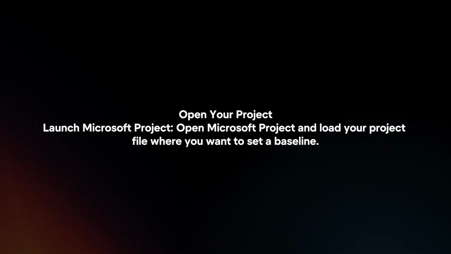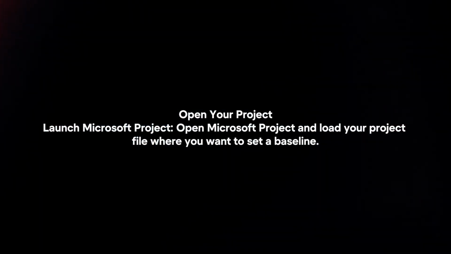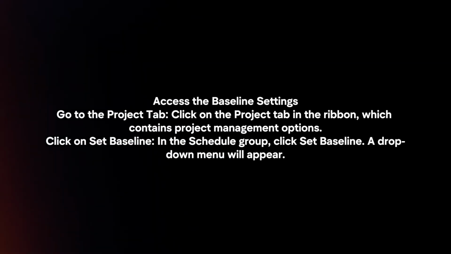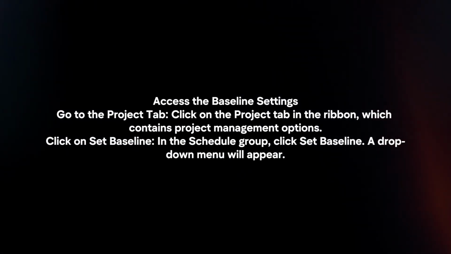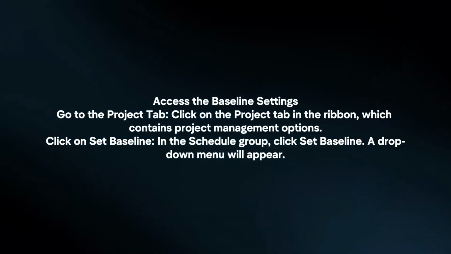Open your project. Launch Microsoft Project and load your project file where you want to set a baseline. Access the baseline settings. Go to the Project tab. Click on the Project tab in the ribbon, which contains project management options.